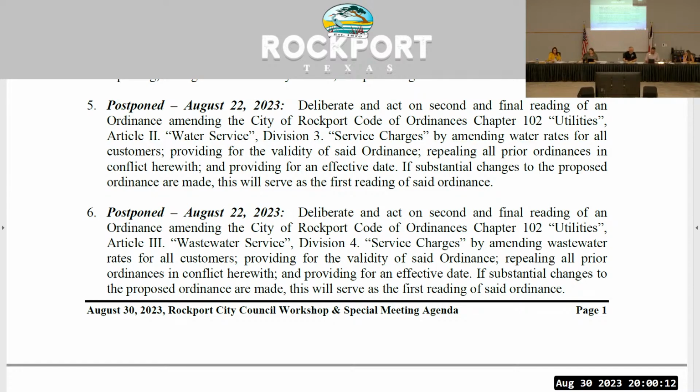Any further items for the agenda? Further comments? Do I have a motion to adjourn? Motion to adjourn. I have a motion to adjourn. Do I have a second? Second. Adjourned. It is exactly 8 o'clock.